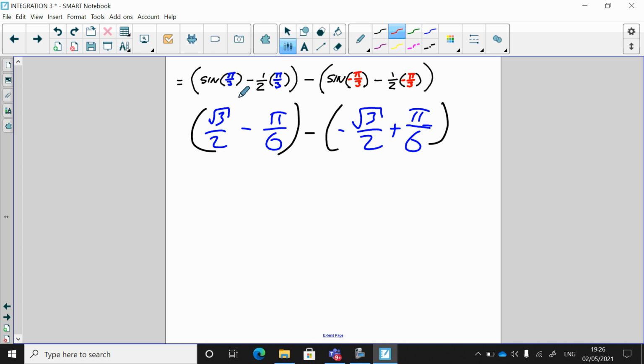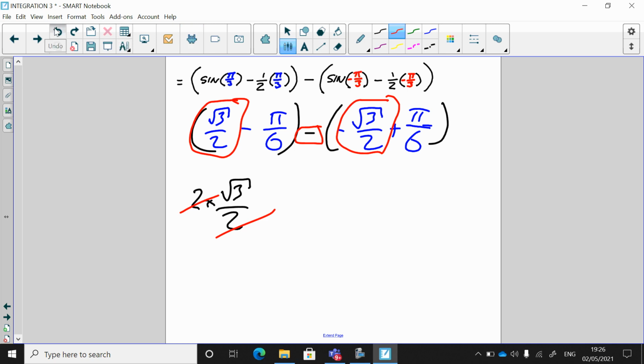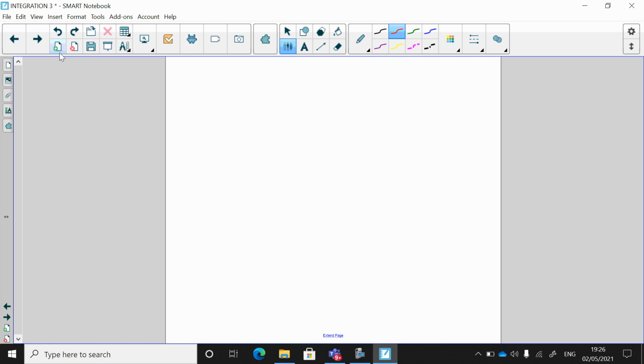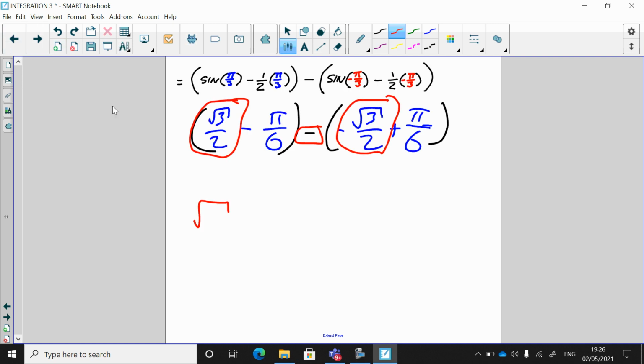And so we'll just gather like terms here. So take the surd parts here. You have root 3 over 2, and you're taking away a negative root 3 over 2. So that would give you 2 times root 3 over 2. And if that's the case, the 2's will cancel, and that will just give you root 3 there.